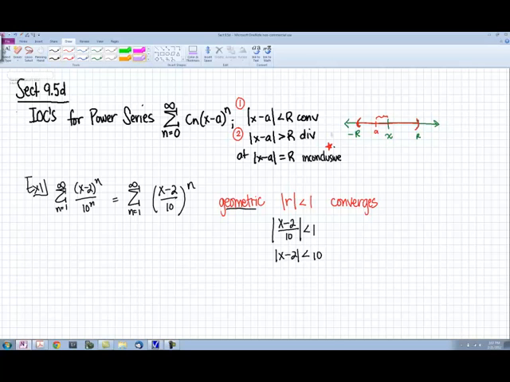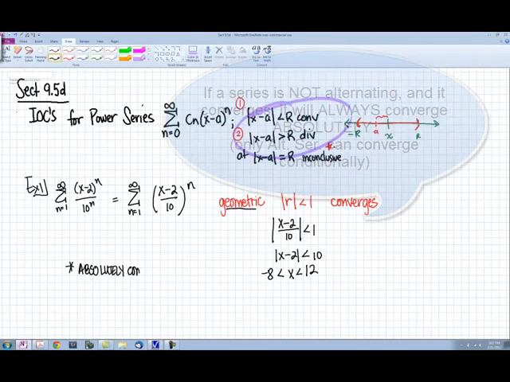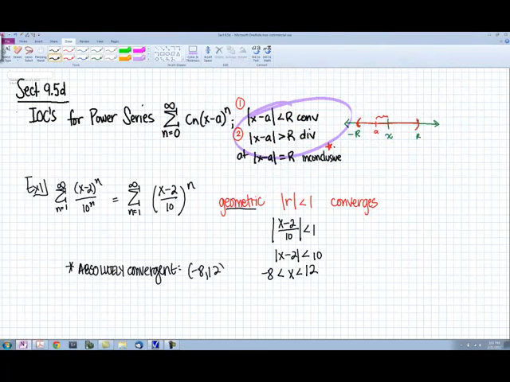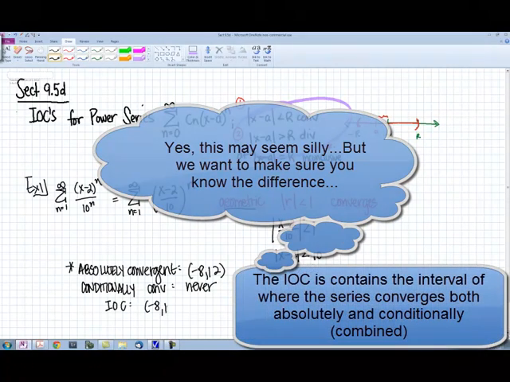So comparing this to our statement up above here, that would tell us that our radius is 10 and we're centered at 2, which makes sense when we consider what our IOC is supposed to be. It's supposed to be negative 8 to 12. We are going to say that our series is absolutely convergent from negative 8 to 12. It is conditionally convergent, never, and therefore its IOC is negative 8 to 12.